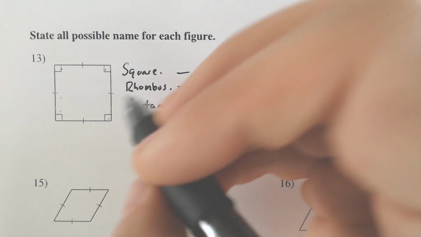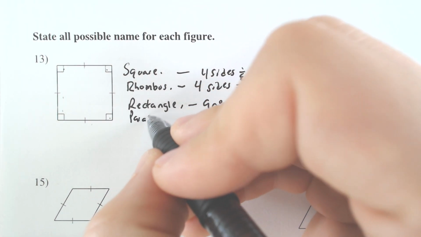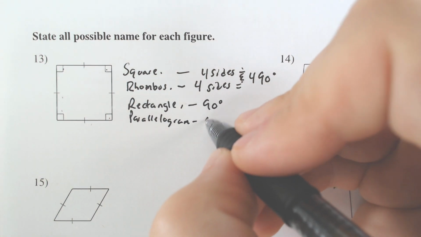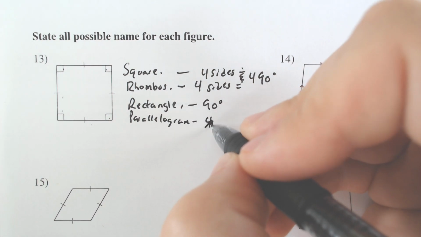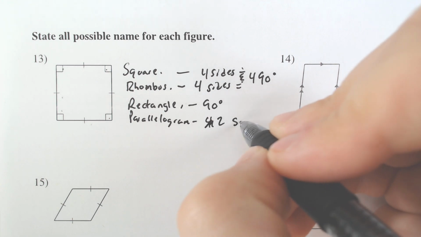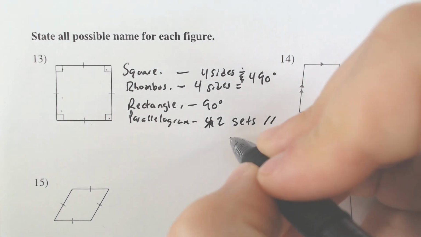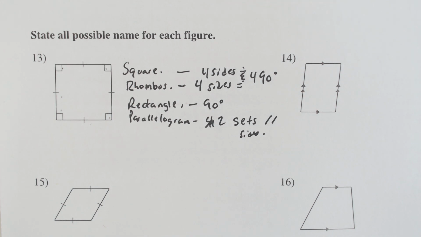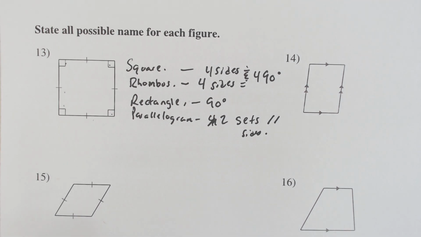Okay? We also have a parallelogram because we have two sets of parallel sides. All right, did I miss any? Rhombus, parallelogram, quadrilateral. Oh, technically a quadrilateral or two, but all of these are going to be quadrilaterals.